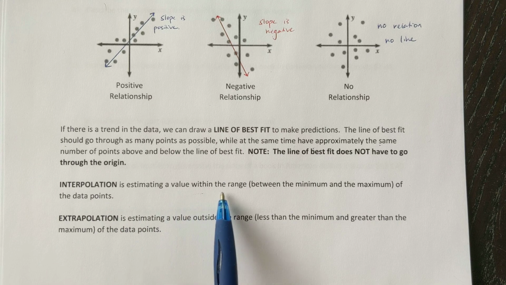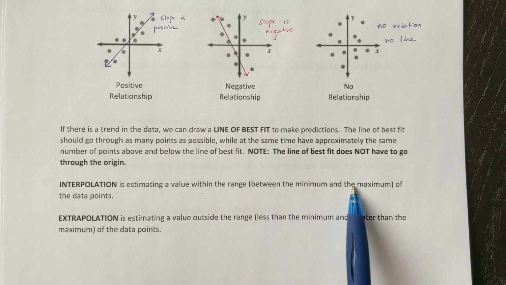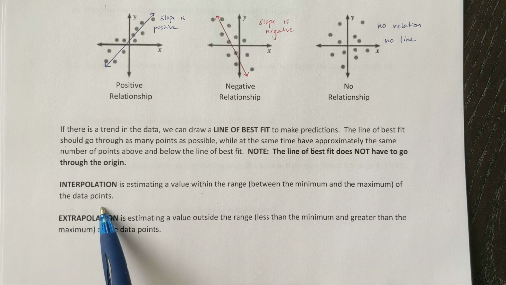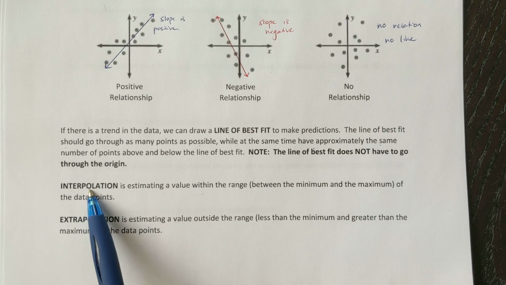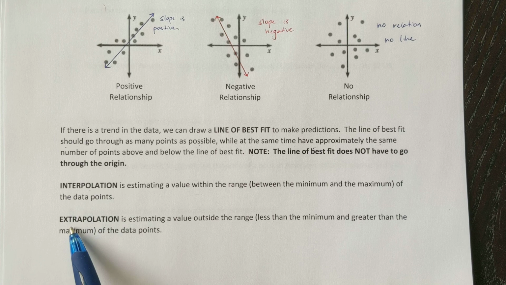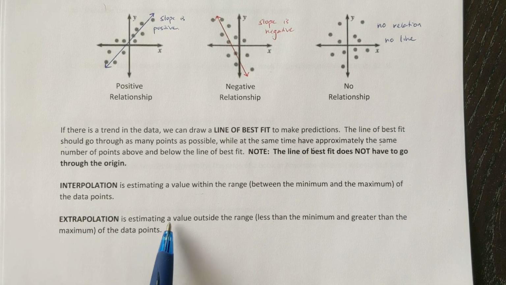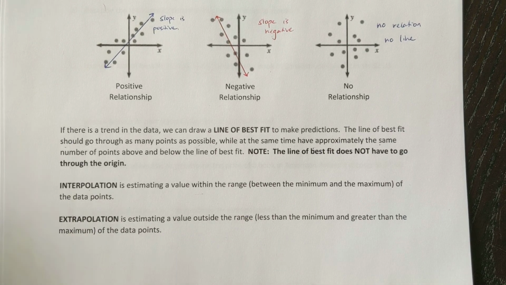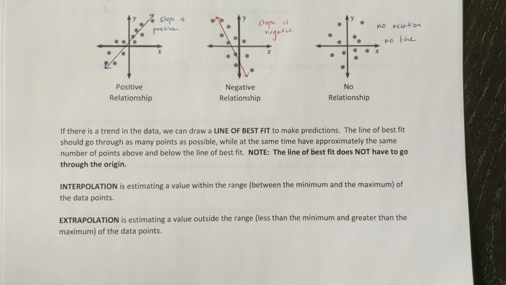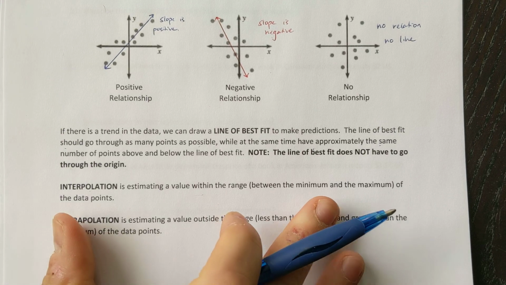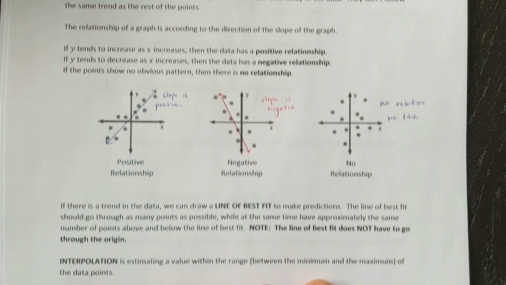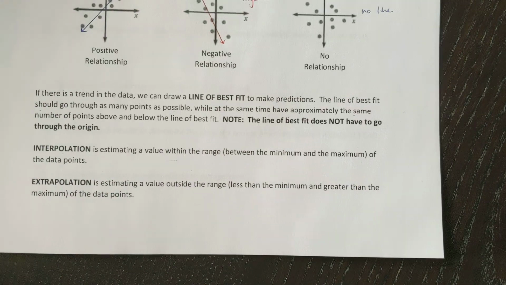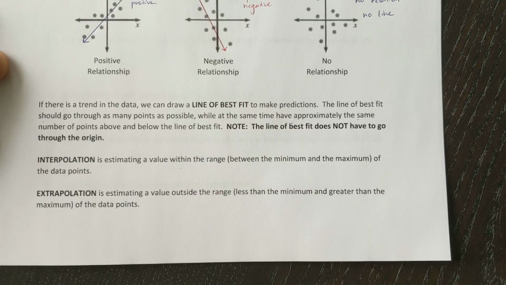Interpolation is estimating a value within the range, so between the maximum and minimum of the data points. So if you need to figure out a number that falls in between the data range, you would use interpolation. Extrapolation is estimating a value outside the data range, so less than the minimum or greater than the maximum of the data points. Okay, so define interpolation and extrapolation. We have the definitions right here at the bottom of the handout.